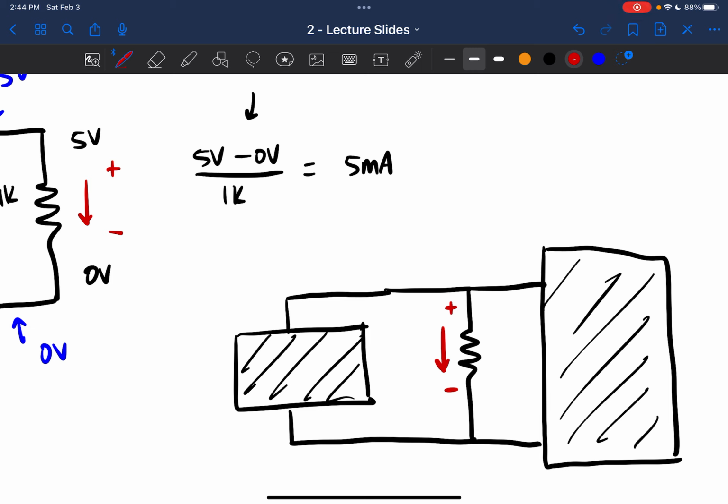And then when I do KVL and everything else, I just keep straight that I'm assuming I'm going to make a voltage drop from high side to low side, or higher potential to lower potential, when I go across this element, okay?